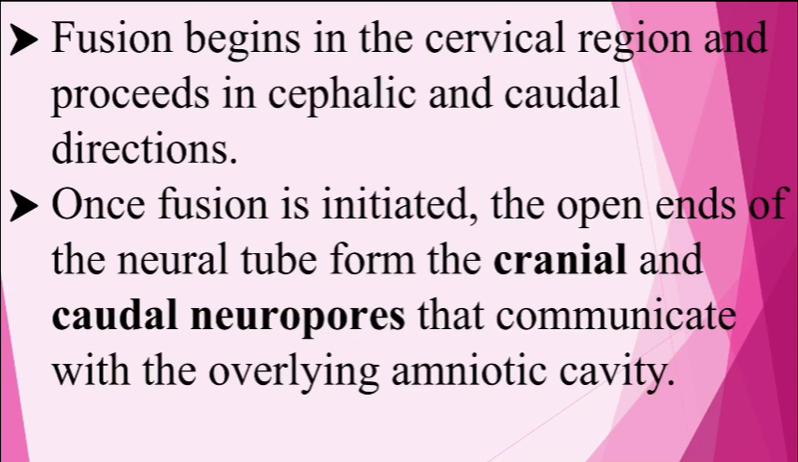You must not forget that the closure of the cranial neuropore proceeds cranially from the initial closure site in the cervical region, and then from a site in the forebrain that forms later. This later site proceeds cranially to close the most rostral region of the neural tube, and it goes caudally to meet the advancing closure from the cervical site.